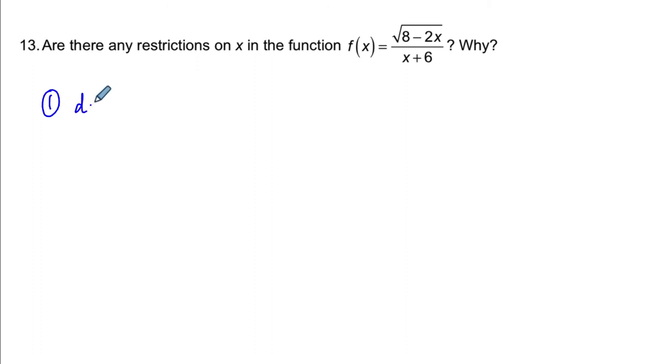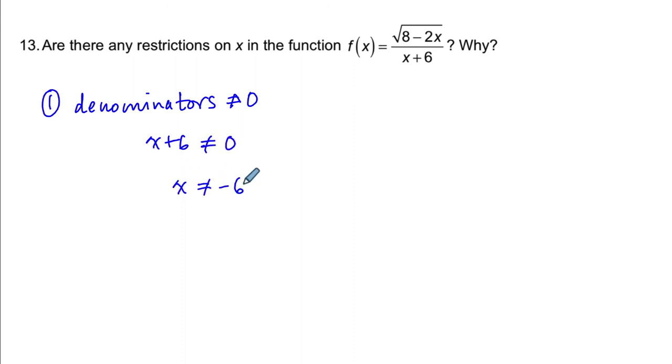So let's look at number 13 to see if there are any restrictions on x according to this function. First of all, we know that we can't divide by 0, so denominators cannot be 0. And here we have a variable expression in the denominator. So if we were to say x plus 6 can't be equal to 0 and solve, that tells us that x can't be -6. Furthermore, we also know that we have an even root, a square root, and the radicand, which is the expression inside the root, cannot be a negative number.